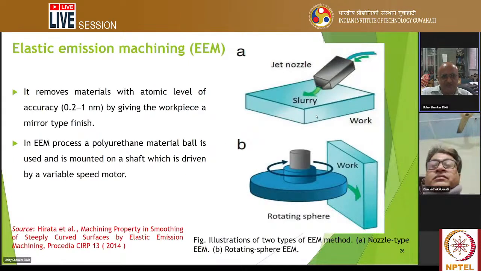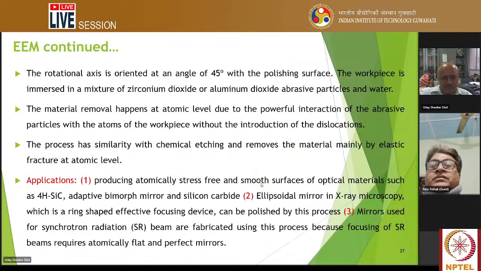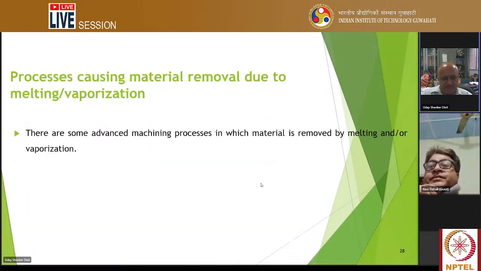It removes material with atomic level of accuracy, giving the workpiece a mirror-type finish. In the elastic emission process, a polyurethane bar is used and is mounted on a shaft which is driven by a variable speed motor. The rotational axis is oriented at an angle of 45 degrees. That whole process is there, and it is caused mainly by elastic fracture at atomic level.